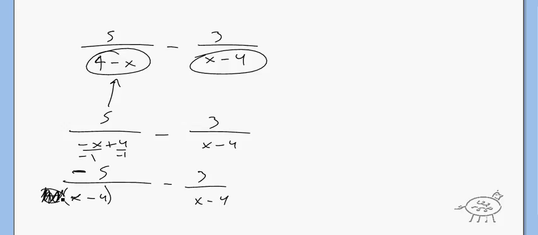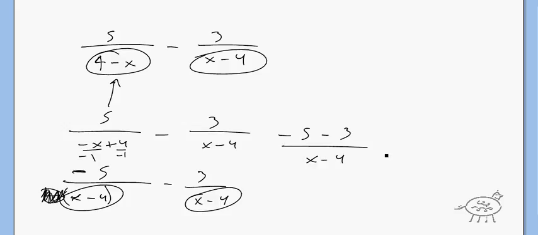Because, right, you don't say negative, you say negative 3 halves, you don't say 3 negative halves. And now I have a negative on top, and so I have negative 5. It's the same denominator now, right? So negative 5 minus 3 over x minus 4, which is negative 8 over x minus 4. Can't do anything with it. So we're done with the problem. Can't cancel anything out.